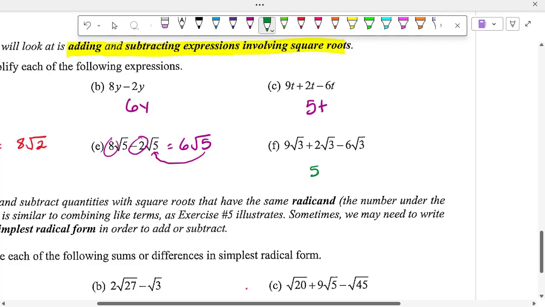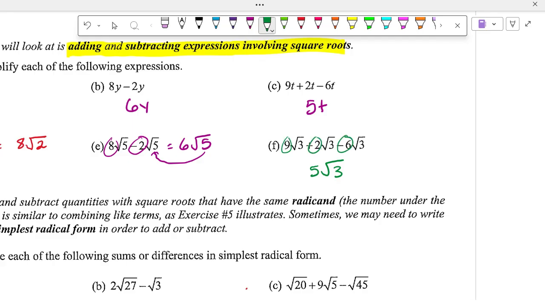It'll be 5 square root of 3. So square root of 3 is kind of our common part, and then we add the 9 and the 2, subtract the 6. Any questions on that?